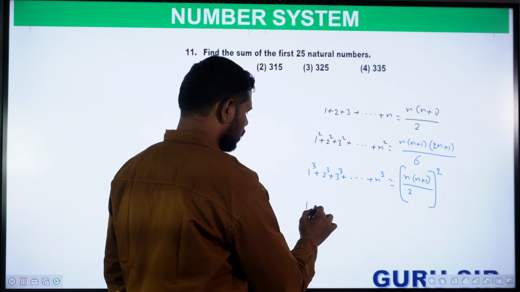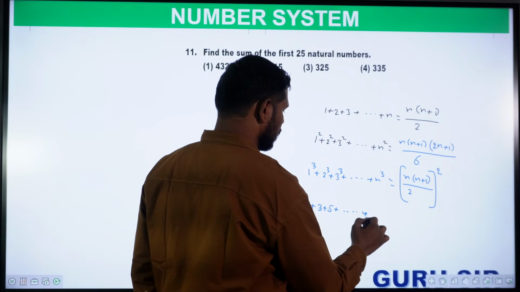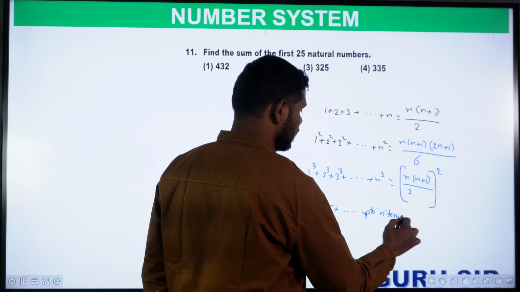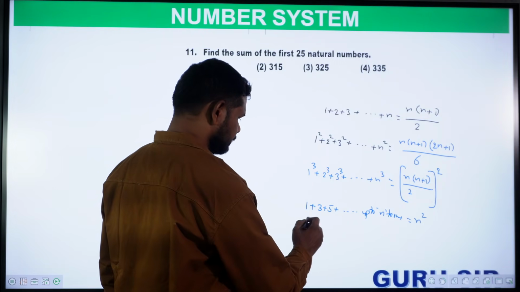And we know odd numbers: 1 plus 3 plus 5 and so on up to n terms. n is not the last number here. The sum of odd numbers is n square.